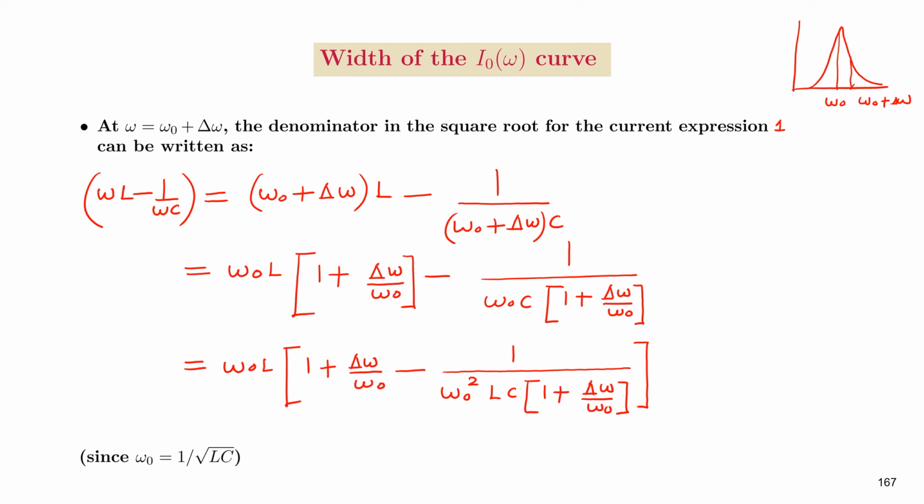That is, we have taken omega 0 L as common from the two terms. But we have omega 0 equal to 1 by square root of LC, and therefore this term cancels, resulting in the expression omega 0 L multiplied by 1 plus delta omega divided by omega 0 minus 1 over 1 plus delta omega divided by omega 0.